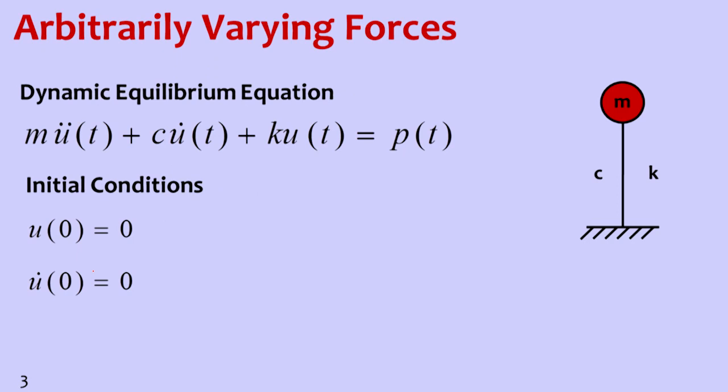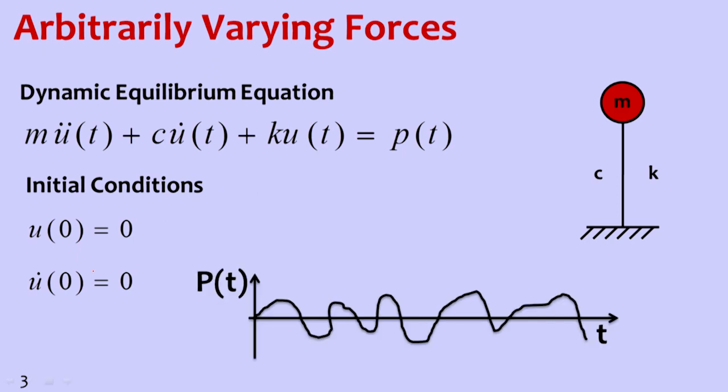First, as you know, this is the dynamic equilibrium equation: m u double dot plus c u dot plus k u is equal to P. This dynamic equilibrium equation is the equation of motion for this single degree of freedom system. If P of t is sinusoidal, we have discussed this, and if it is arbitrary, that also we have discussed. So, how can we calculate the response due to arbitrary force?